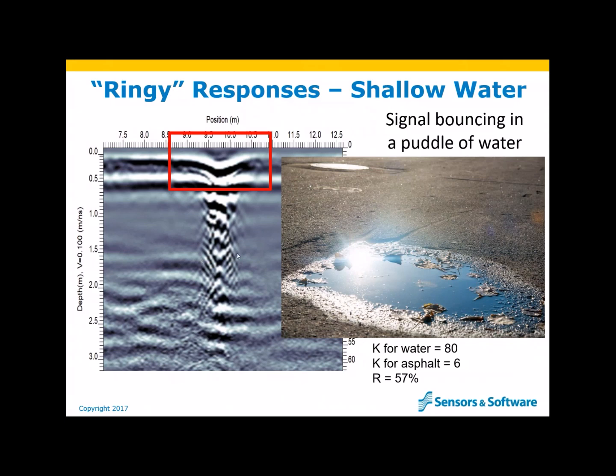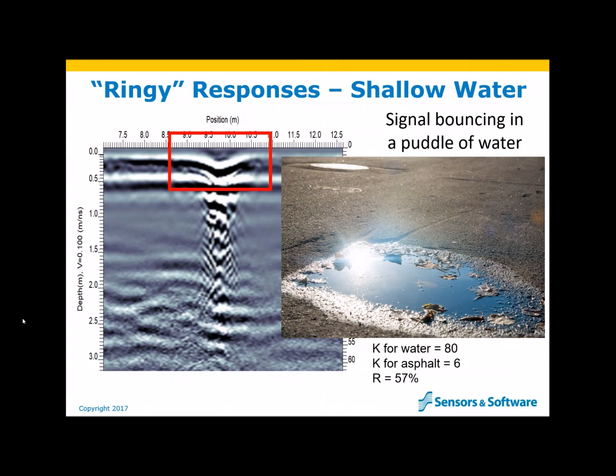Now, the reflection in this case of the water puddle does not repeat as cleanly as the ice data does because the puddle has edges and we are also getting reflections from the water-asphalt interface. So it looks pretty messy.